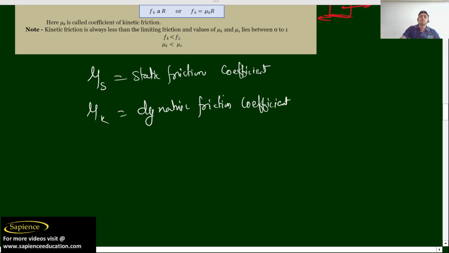So wherever you require it, you need to find the kinetic friction force or the static friction force. If it is the kinetic friction force, use mu k into R. If it is the static friction force, you write mu s into R.